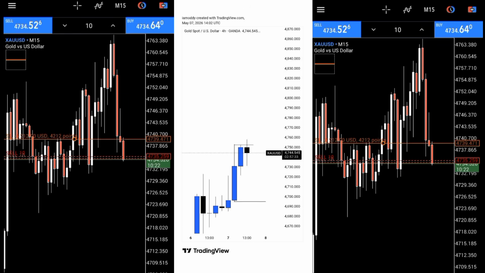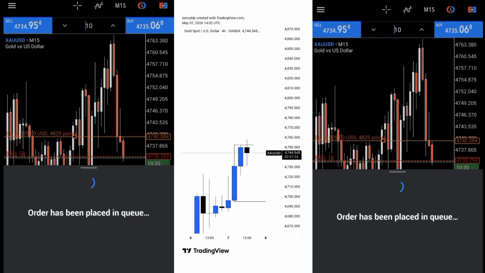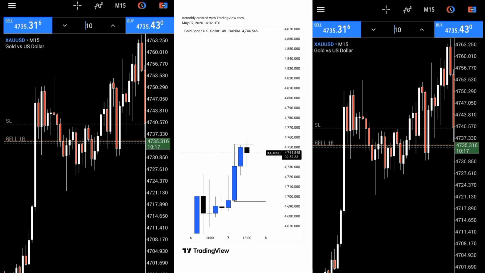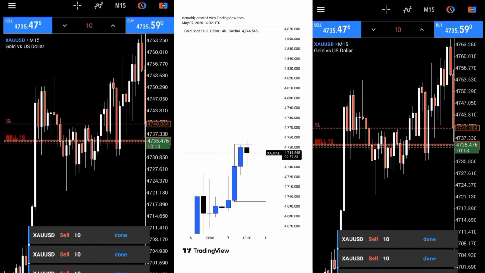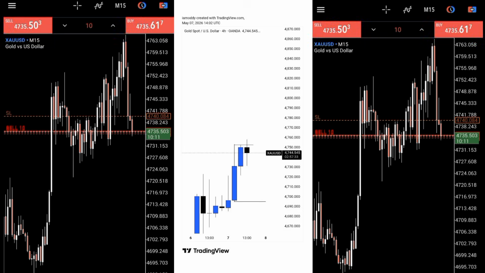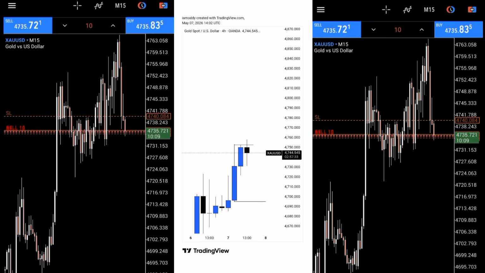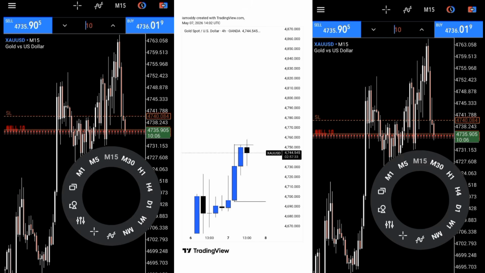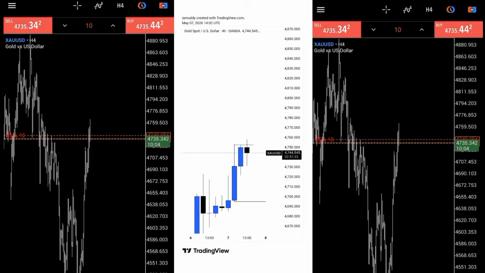For my next trade, you can see I'm taking a sell on gold, and the high of the closing candle right there is my stop loss. I'll be entering this trade with a 10 lot size, so we've got not enough money over there. As you can see, I'll be entering this trade with a 10 lot size. So this is the reason why I'm entering this trade.